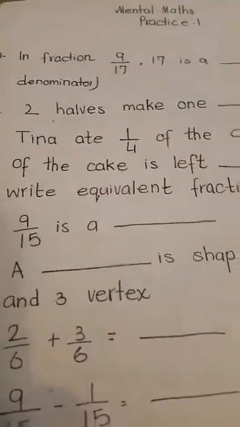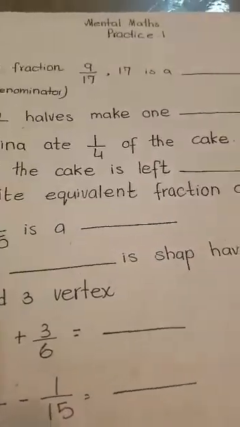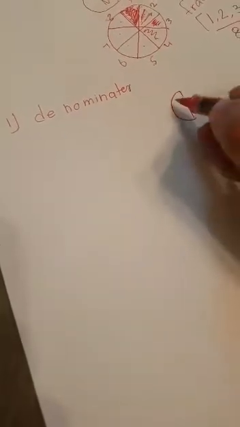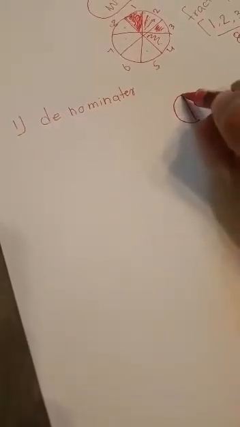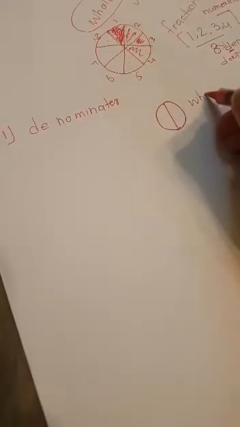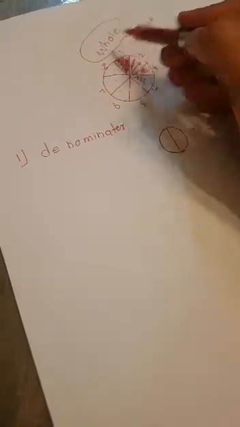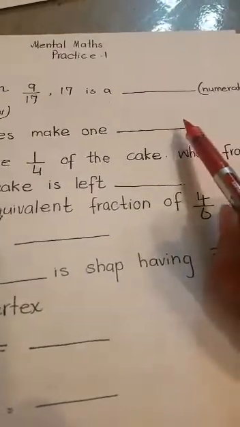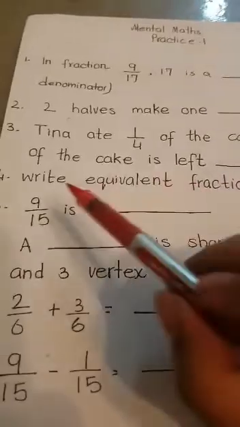Number 2. 2 halves make 1. Okay, how to do this? Quickly, you will make 1/2. Mostly the circle is very easy and accurate to divide the fractions. This is 1/2 and this is another half. So this makes a whole part, which I told you before also. So the answer for this number 2 is a whole number or a whole, but whole is enough.